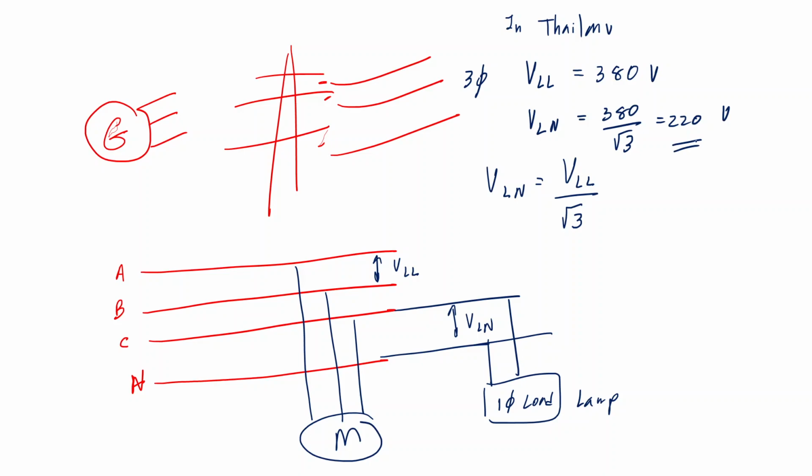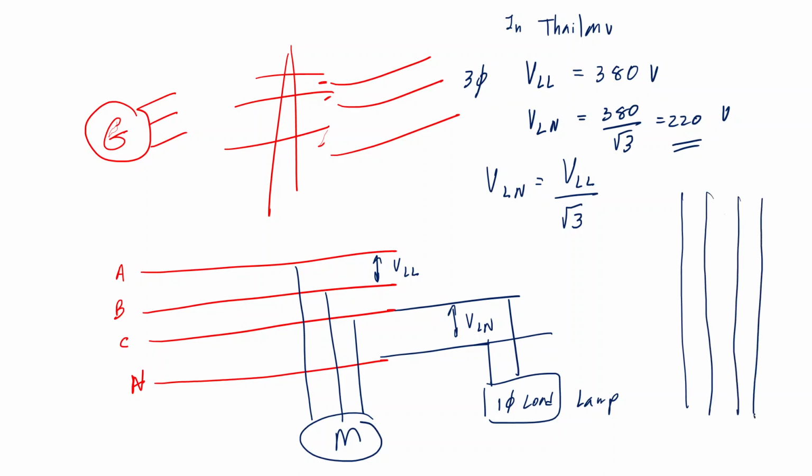Okay. In fact, this building we have a three-phase system. We have three-phase system A, B, C, and N, like this. A, B, C, and N. We feed the electricity. We have four lines in this building.